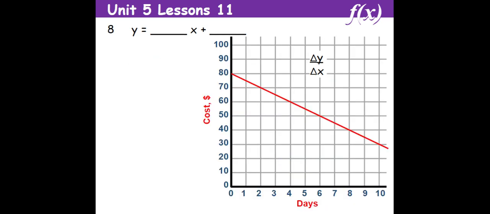Number 8. Again, we have a negative slope. This time you'll notice, though, as we are going down, the change in y is going down 10, and the change in x is over 2. So this time we'll have -10 divided by 2, which equals -5, our slope. The y-intercept crosses at 80, and so the y-intercept is 80.